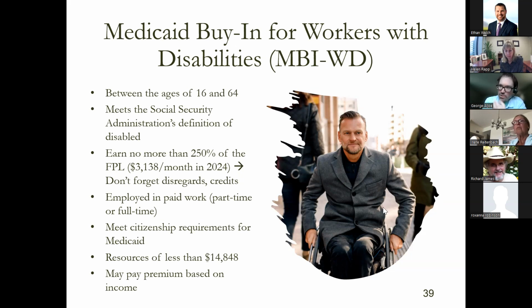I see there's a question in the chat about, are these incomes gross or net? All the numbers that you see in our slides that are referring to income are all reflecting gross income. When you're then doing that eligibility evaluation, there may be some deductions and disregards from there, but the starting point is always gross income, usually monthly income. So gross income is the key there.